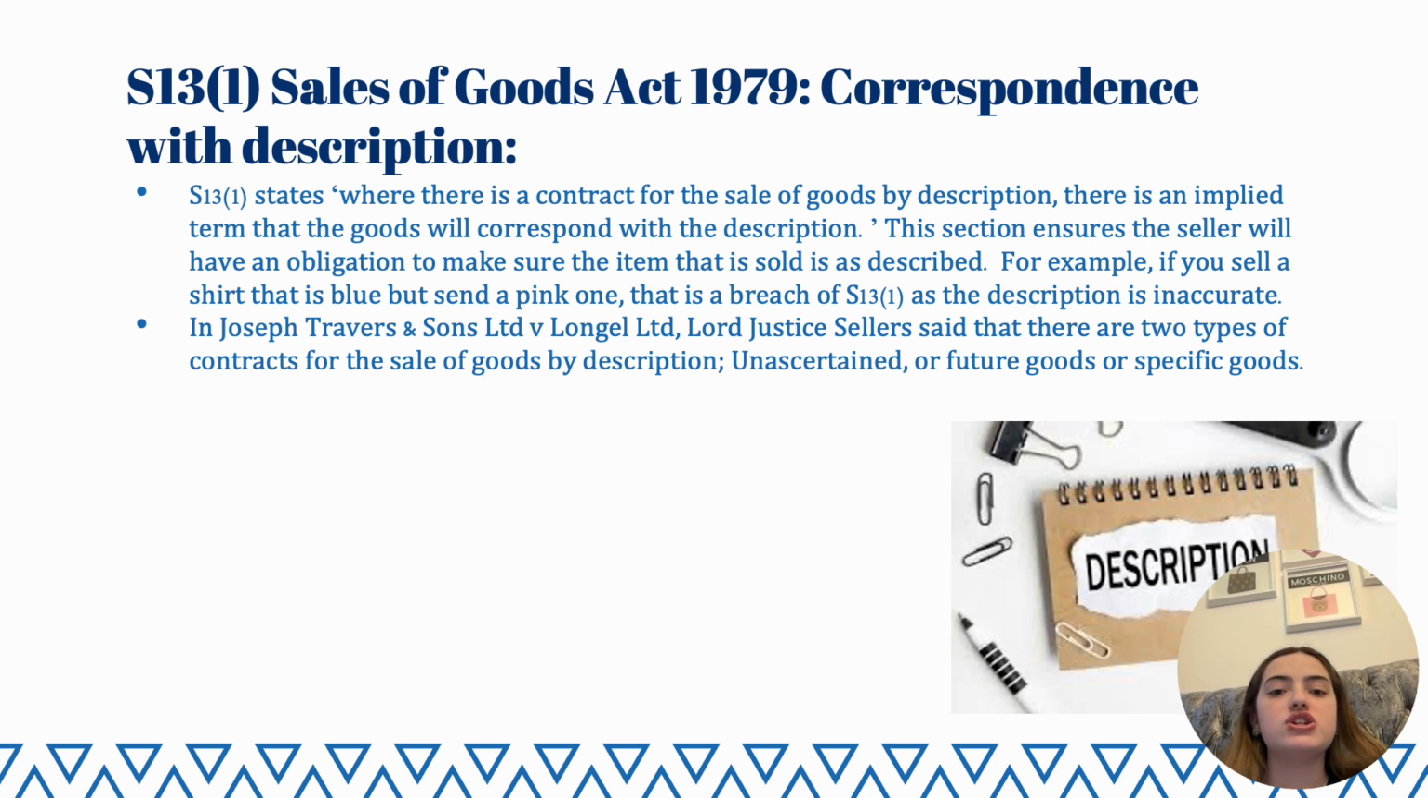There are three limitations. The description must identify the goods, the buyer must rely on the description, and the third limitation is that only descriptive words from the contract will form part of the sale by description.